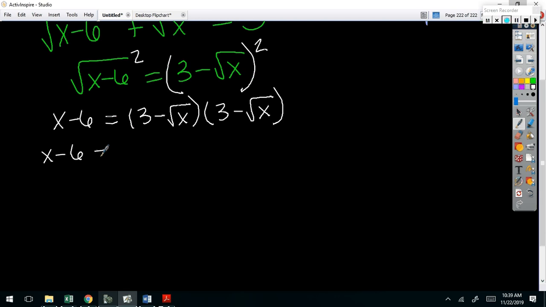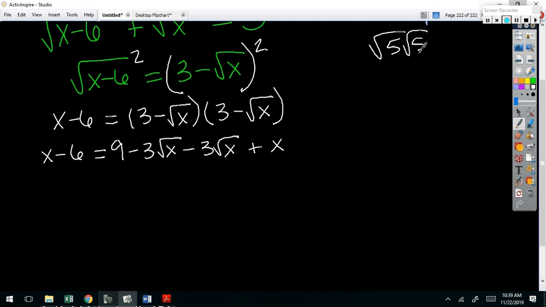X minus 6, we have to FOIL this out. 3 times 3, yes, minus 3 times the square root of x, minus 3 times the square root of x, plus x, because the square root of x times the square root of x is x, right? Anytime you multiply something by itself that are both under radicals, whatever it is, if it's 5, if it's 3, if it's x, whatever it is, it just leaves itself.